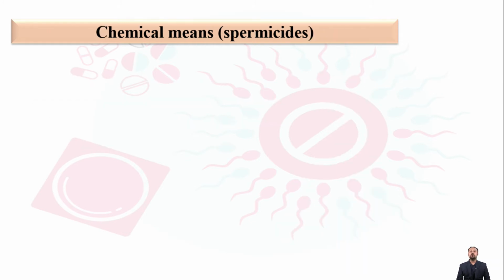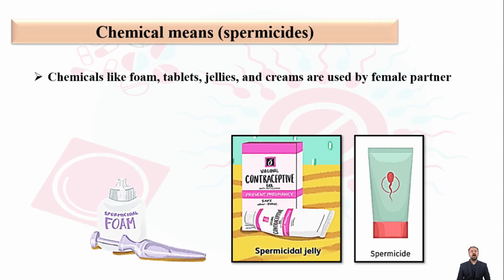Let us now move on to certain artificial methods, and in that firstly we'll be discussing about the chemical means. Students, chemical methods or chemical means are the use of chemicals like foam, tablets, jellies and creams which are used by the female.